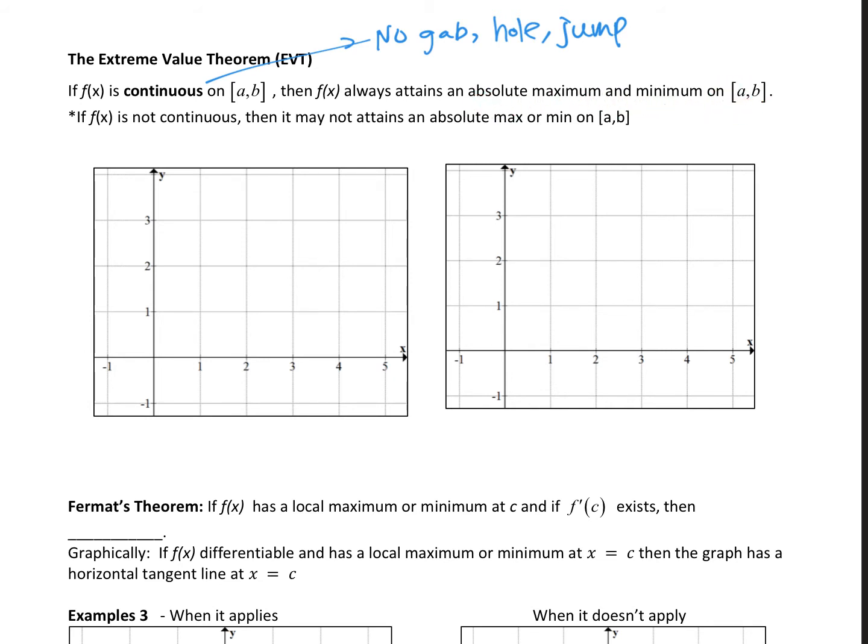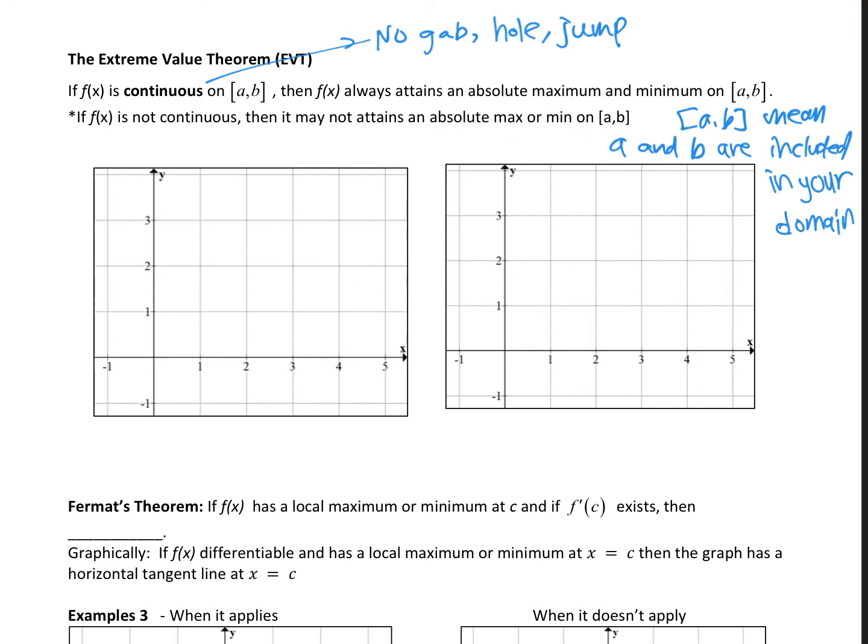On the interval [a, b], again, this is technical, it's very important. This is a closed interval, so that means you include endpoints. So this means a and b are both included in your domain. That's the closed interval. Okay. So my comment is if f of x is not continuous, meaning it has a gap or hole or jump, then it may not attain its absolute max or min in the interval [a, b].